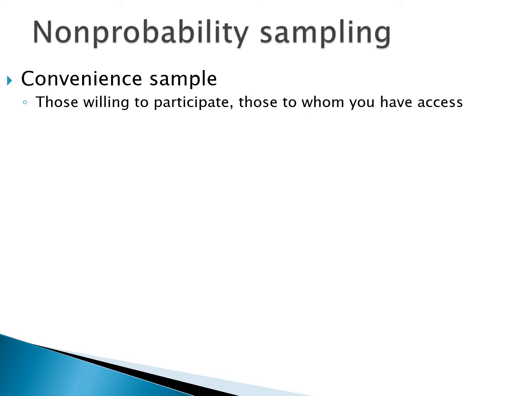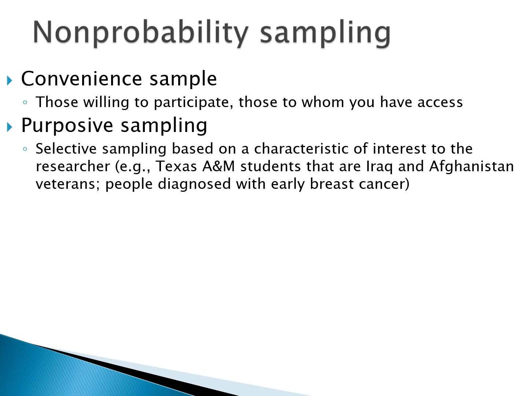That is simply, hey, I need participants, and I'm going to look at my network to get those participants. Now, purposive sampling is where we do selective sampling based upon a characteristic of interest. So let's suppose I'm interested in Texas A&M students, but I'm not interested in just any student. I'm interested in only Texas A&M students who are Iraqi or Afghanistan veterans. That's the only ones I'm interested in. So I'm only going to look for those folks and do a study involving them.